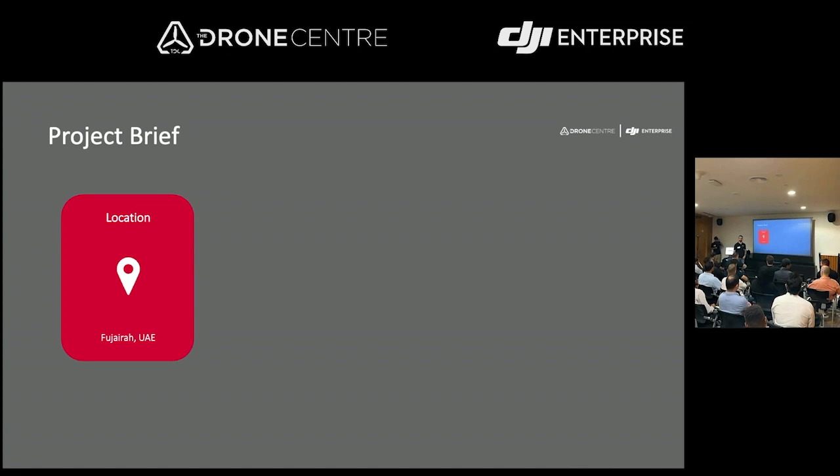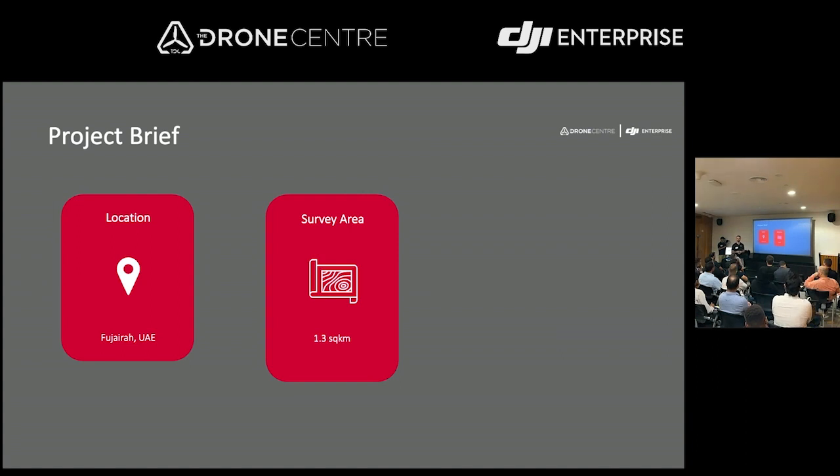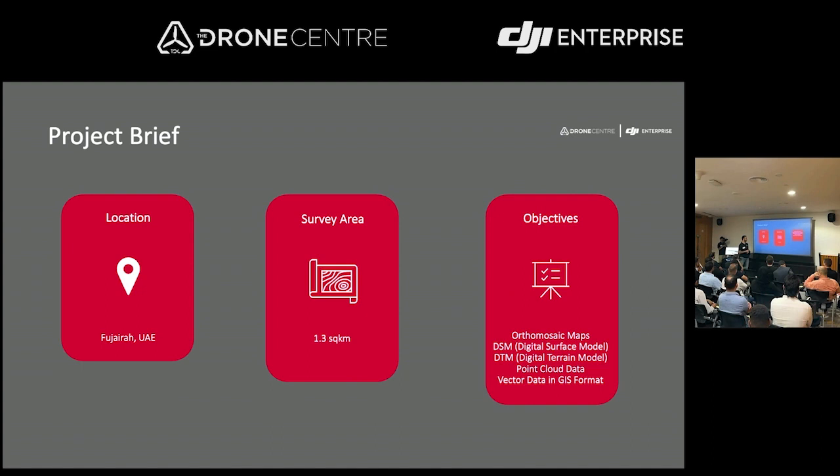Okay, we have one project. We did the project 2-3 months ago in Fujairah and Ras Al Khaimah also. The aim of this project was to produce an ortho map and digital terrain surfaces. The area was a small plot around Fujairah, between the mountains, 1.3 square kilometers. The aim was to deliver the ortho map and two kinds of digital terrain surface, DSM and DTM, also a point cloud. Additionally, we have vector data in GIS format to digitize the ortho map.